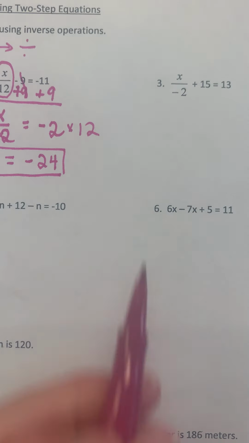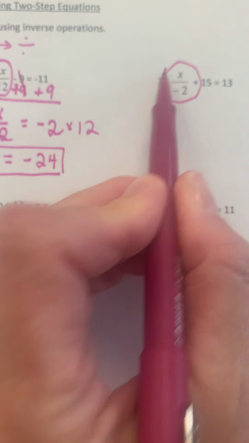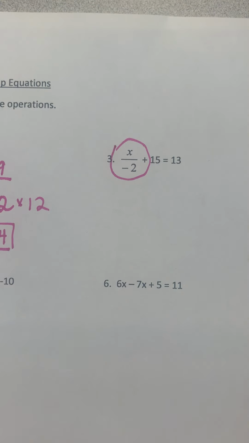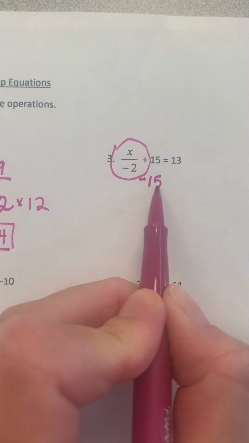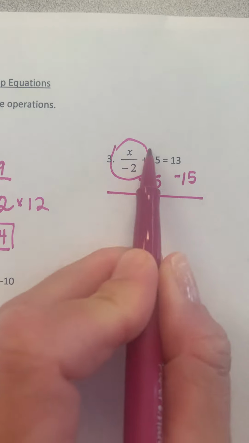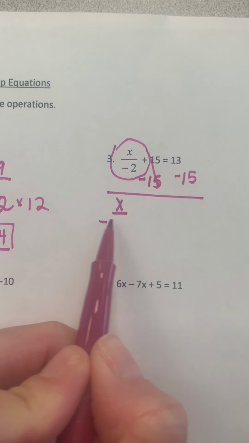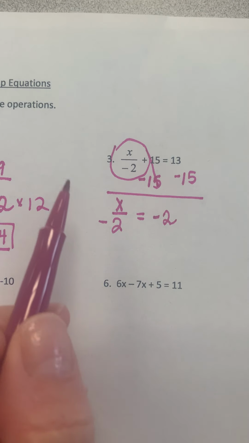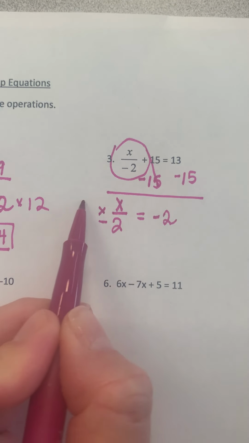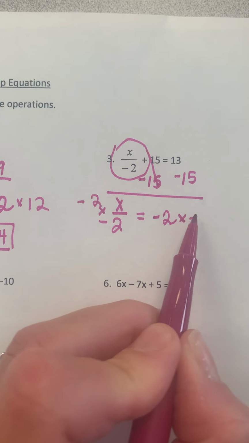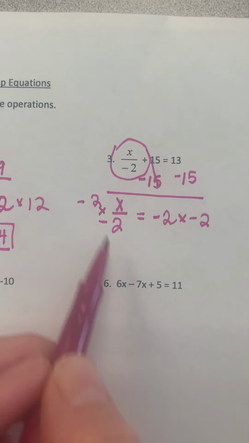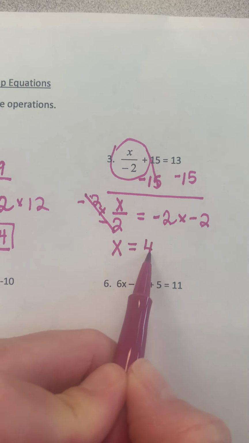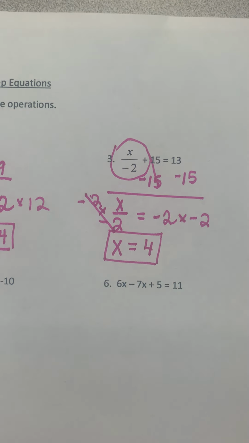So the first thing I would do, I want to get this whole thing, sorry, it's blurry a little bit, this whole thing alone. So you want to subtract 15 from both sides. So that cancels out. So you bring down the x over negative 2, and then you bring down that negative 2. Since you are dividing by negative 2, you want to multiply, do the complete opposite, multiply by negative 2. So negative 2 over negative 2 gives you 1, so you get x, and negative 2 times negative 2 is 4.